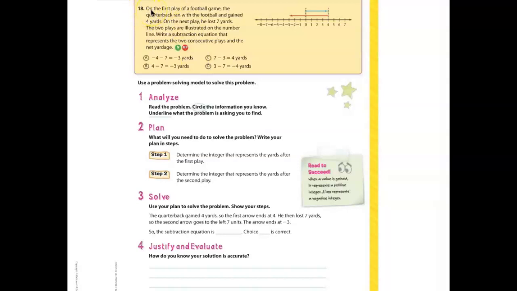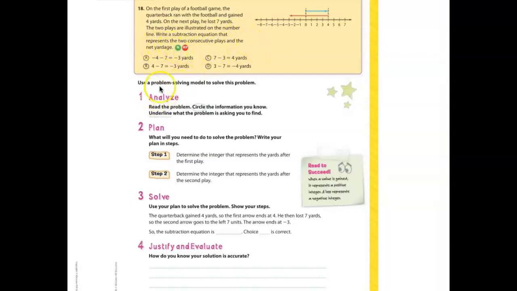So the first thing we're going to do is read the problem. It says, on the first play of a football game, the quarterback ran with the football and gained 4 yards. On the next play, he lost 7 yards. The two plays are illustrated on the number line. Write a subtraction equation that represents the two consecutive plays' net yardage.